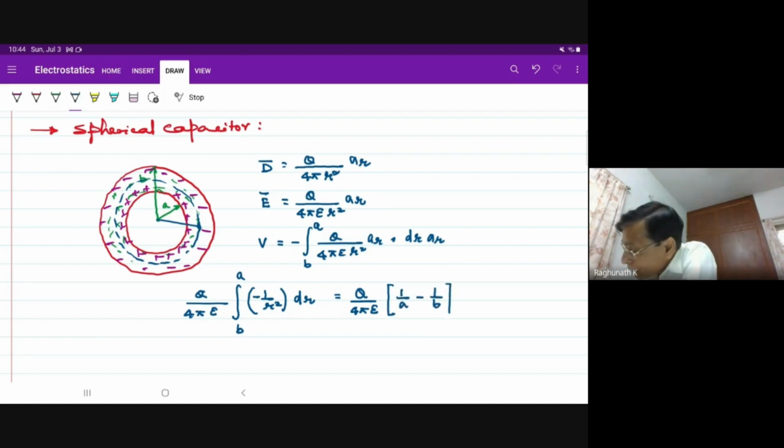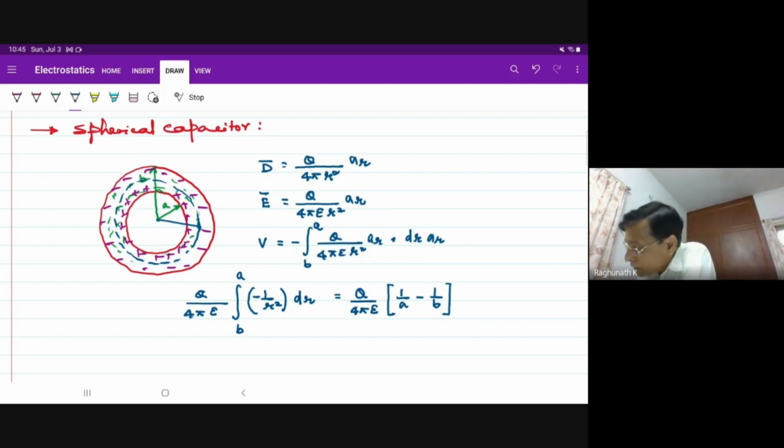Correct only. a is small, because of which 1 by a is greater. I should get this potential difference positive because I know that I'm working against the field. Even in the cylindrical case, we saw that it is positive, ln of b by a. b is greater than a. Logarithm of anything greater than 1 is positive, less than 1 is negative.